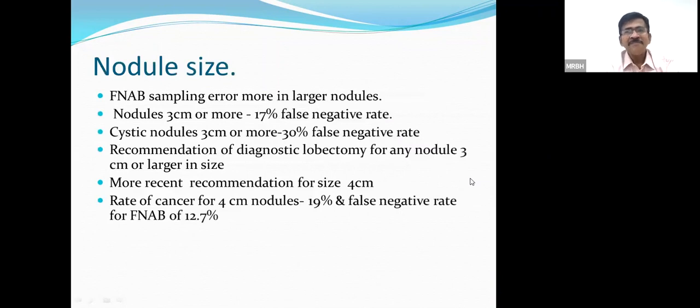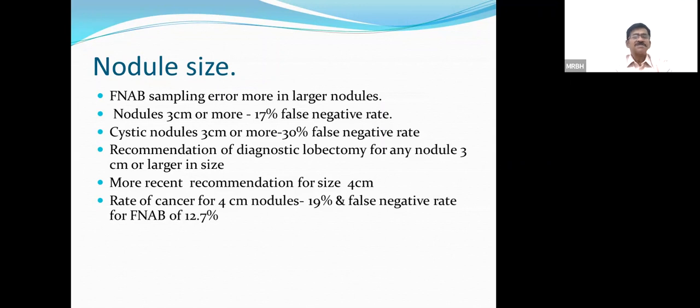Again, there is some decision making between the nodule size and the option for surgery. The FNAB sampling error is more in larger nodules. For nodules 3 centimeter or more, there is a 17% false negative rate of FNAB reporting. For cystic nodules 3 centimeter or more, there is more than a 30% false negative rate of reporting. So there is a recommendation for diagnostic lobectomy for any nodule more than 3 centimeter in size.